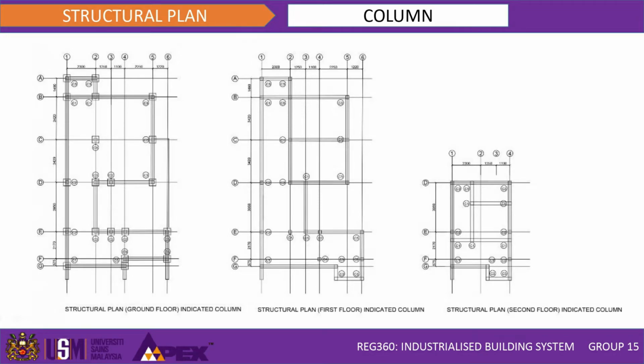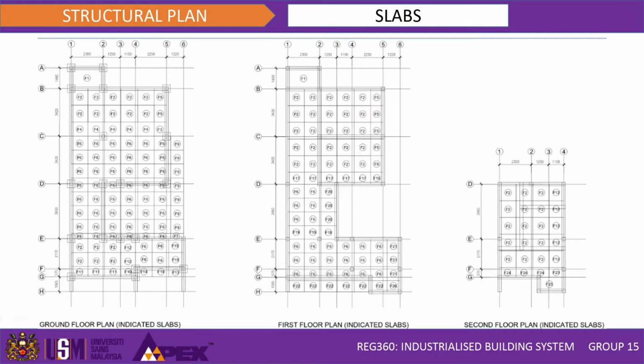The chosen size of the column also complies with MS1064. We have about 5 different types of column with different numbers and positions of the corbels. For the slab, we use precast concrete slab with a thickness of about 150 mm. Each of the slabs is indicated in the structural plan and slab schedule.